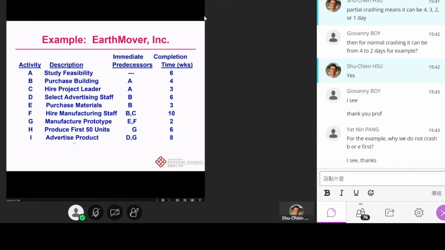We have a description of each activity: activity A is study feasibility, B is purchase building, C is hire project leader, D is advertising staff, and so on. We also have the immediate predecessors, meaning that purchase building needs to wait until activity A, study feasibility, finishes. And then we also have the completion time. This is the basic information that we need for building that network, right?